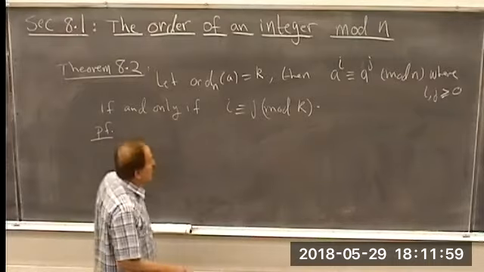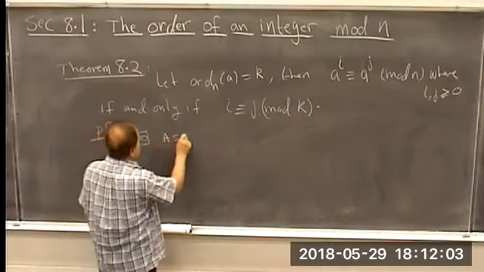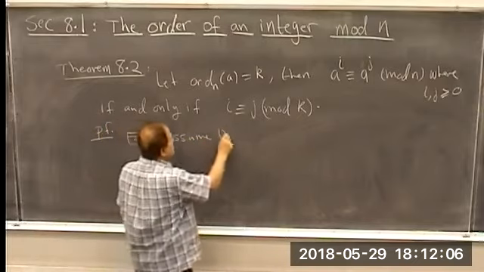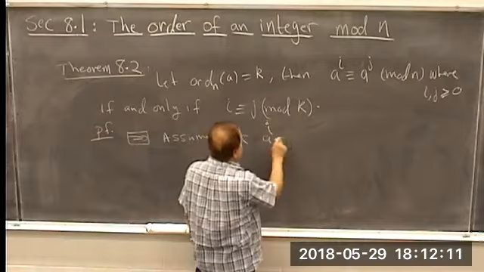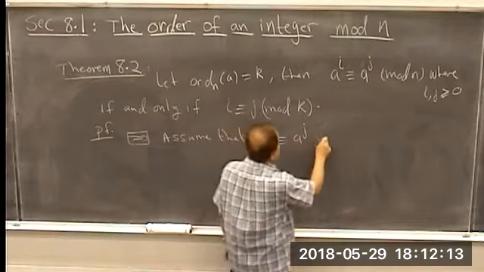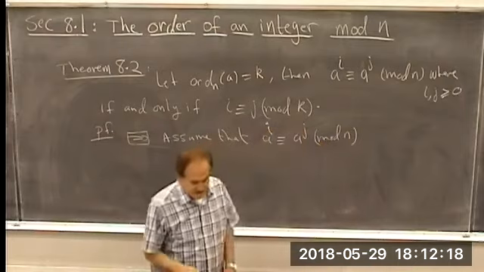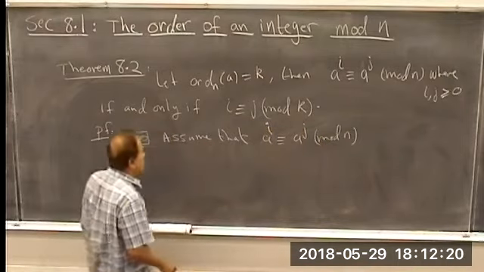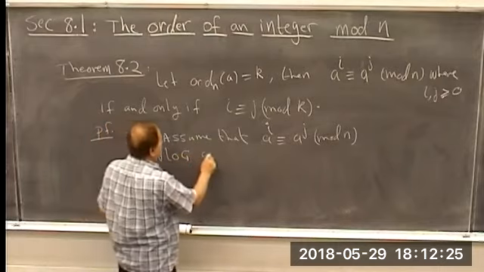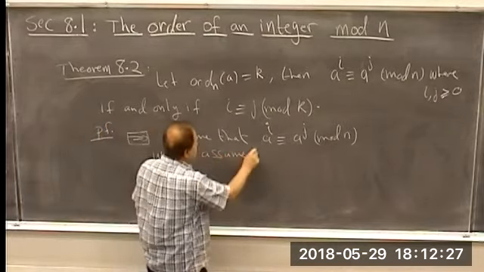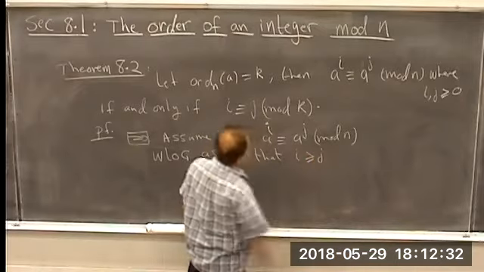Now let's go with this direction. Let's assume that a^i is congruent to a^j mod n. Now, also without loss of generality, you can assume that i is bigger than or equal to j.